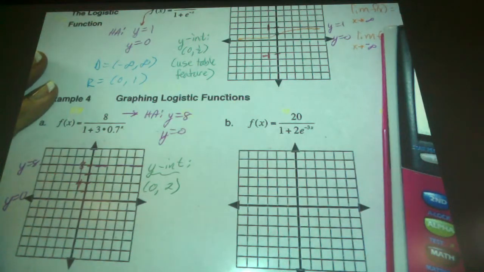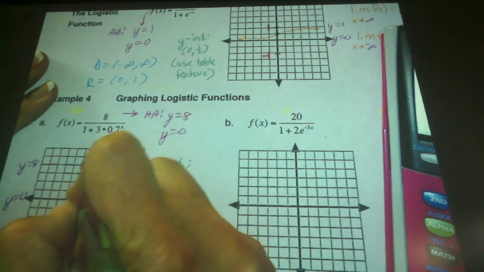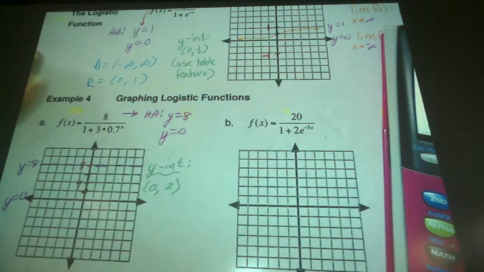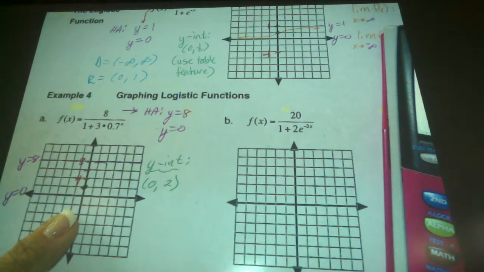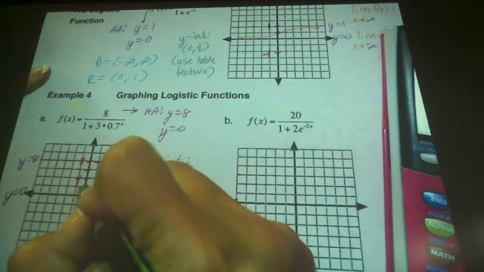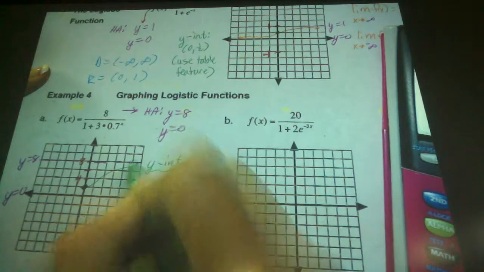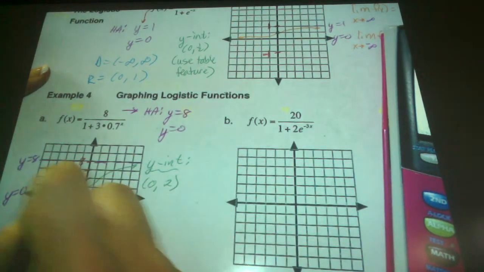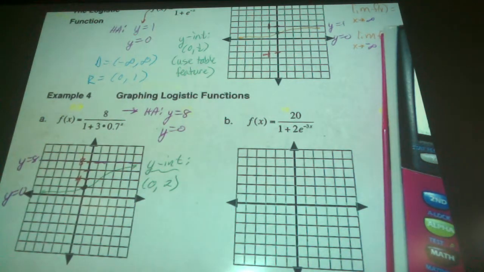I know where my y-intercept is, it's at 0, 2. So I've got that one right there. I'm plotting that. From here on, I'd just be able to go up and approach this, and down and approach that. All I need is my y-intercept and my two asymptotes, and I can draw my function.